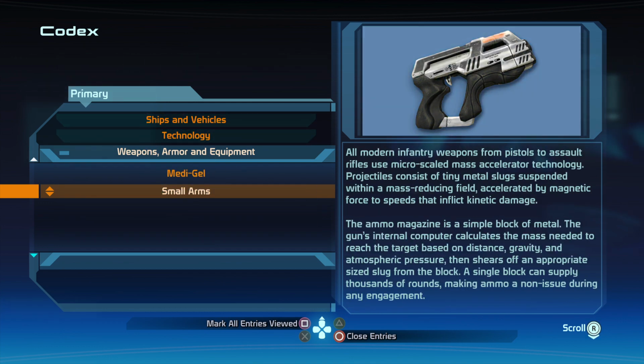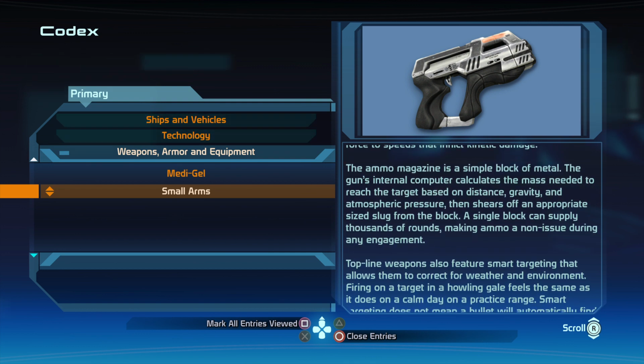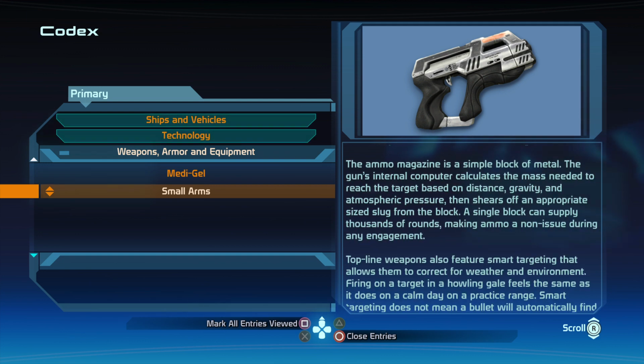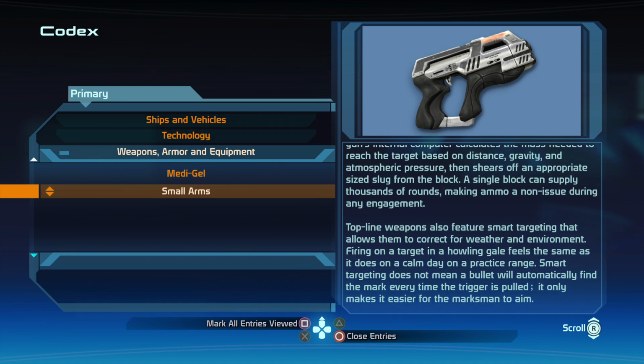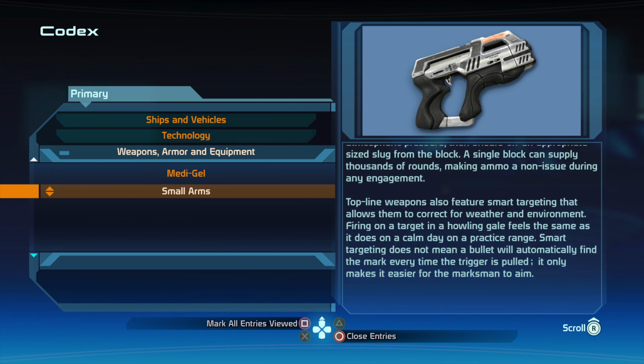All modern infantry weapons, from pistols to assault rifles, use micro-scaled mass accelerator technology. Projectiles consist of tiny metal slugs suspended within a mass-reducing field, accelerated by magnetic force to speeds that inflict kinetic damage. The ammo magazine is a simple block of metal. The gun's internal computer calculates the mass needed to reach the target based on distance, gravity, and atmospheric pressure, then shears off an appropriate-sized slug from the block. A single block can supply thousands of rounds, making ammo a non-issue during any engagement.